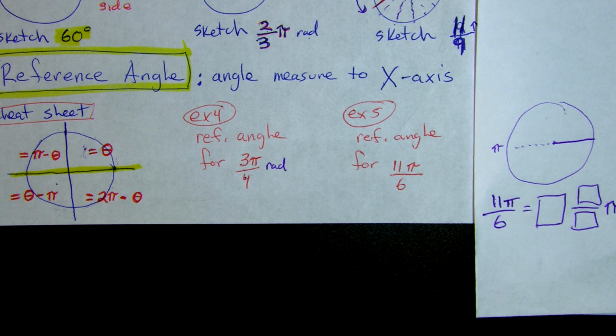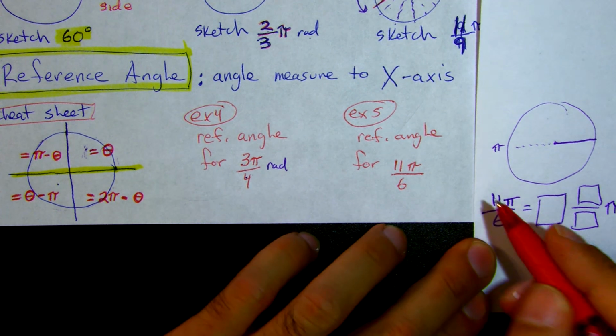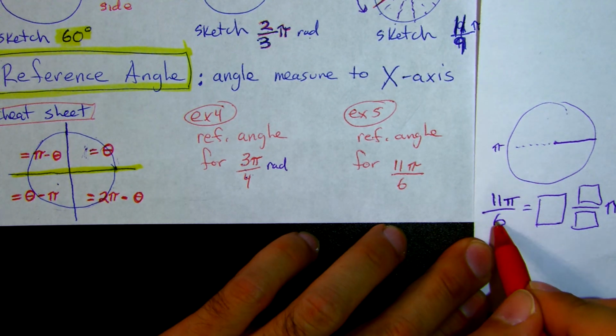I see a lot of people working. If you're still not sure about this mixed fraction and converting, you ask, how many times does 6 go into 11? It goes in 1 time. How many is left over? 5. So 11 pi over 6 is 1 and 5 pi over 6, or 1 and 5/6 pi.